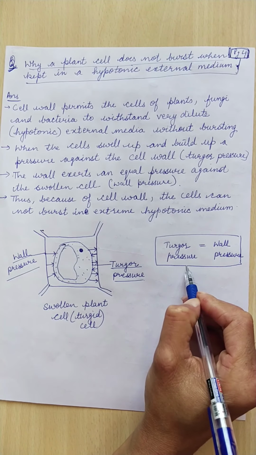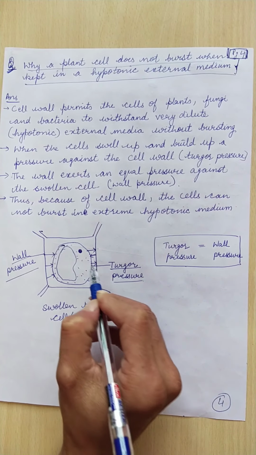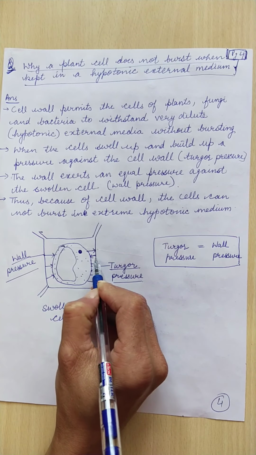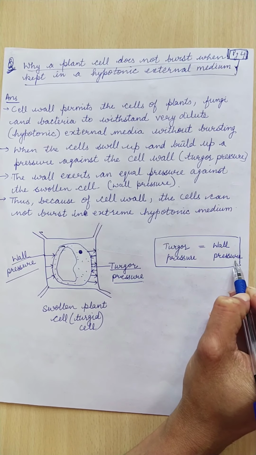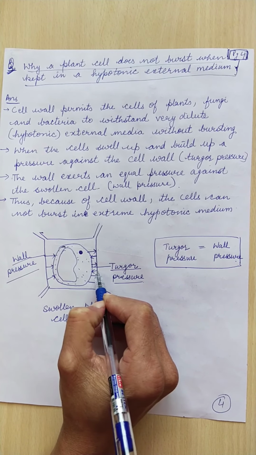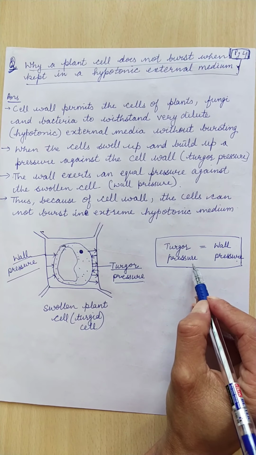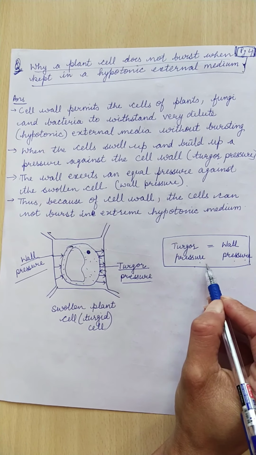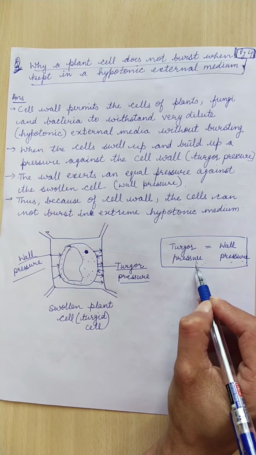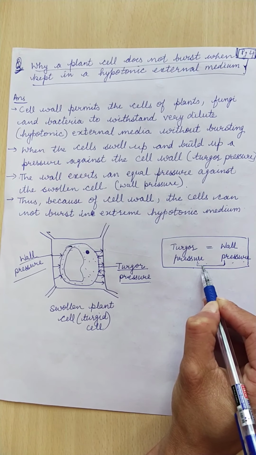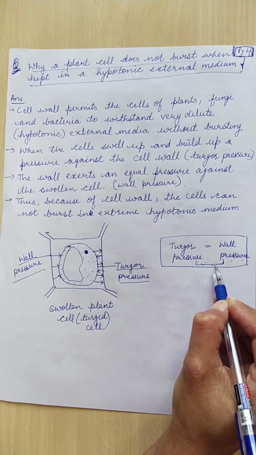So turgor pressure is the pressure exerted by the cell membrane towards the wall. Wall pressure is the pressure exerted by the cell wall towards the plasma membrane, and turgor pressure is always equal to wall pressure, which does not allow the cell to burst.